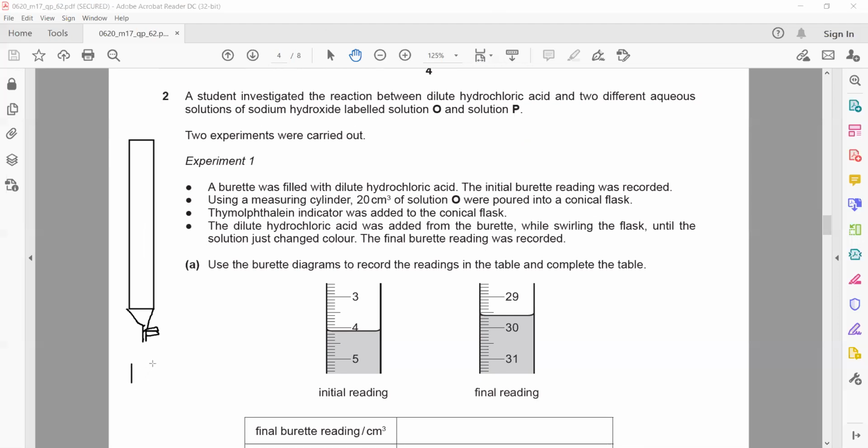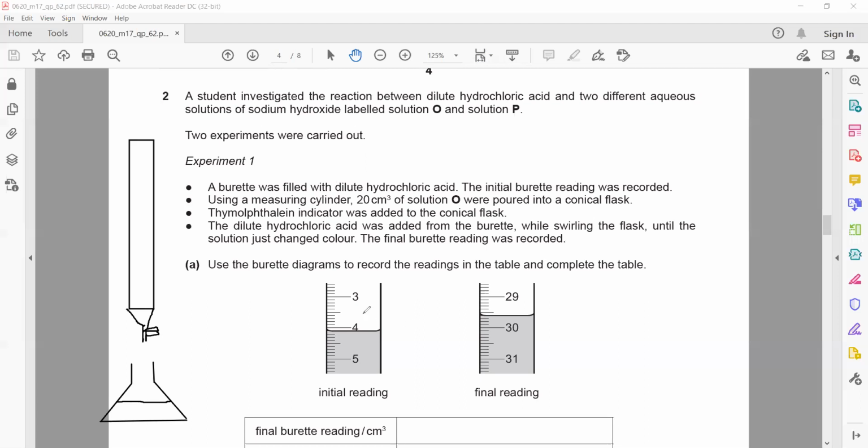So a burette was filled with hydrochloric acid. The initial burette reading was recorded. Using a measuring cylinder, we put 20 cm cube of sodium hydroxide, and we pour HCl from the burette until the indicator shows a color change, while swirling the flask to make sure that they thoroughly mix with each other.